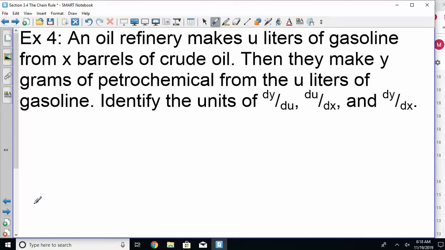Okay. Let's look at this one. An oil refinery makes U liters of gasoline from X barrels of crude oil. So U is the number of liters of gas they make, X number of barrels of oil it takes. Then they make Y grams of petrochemical from the U liters of gasoline. Identify the units of dy/du, du/dx, and dy/dx.